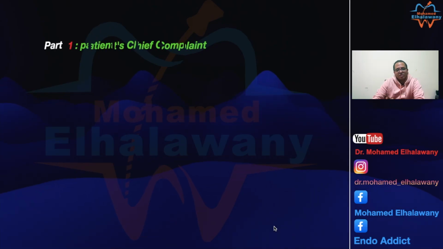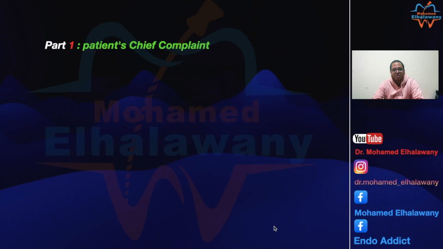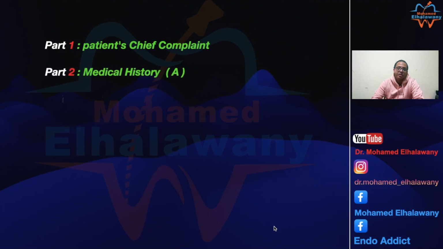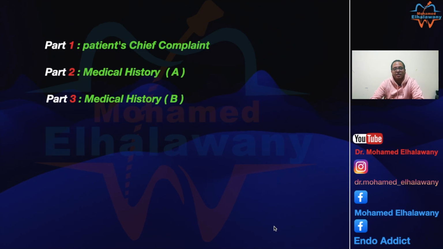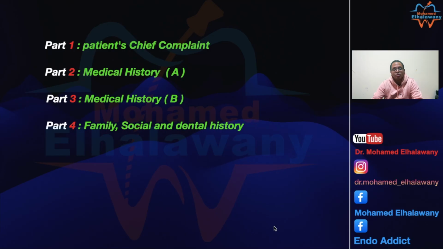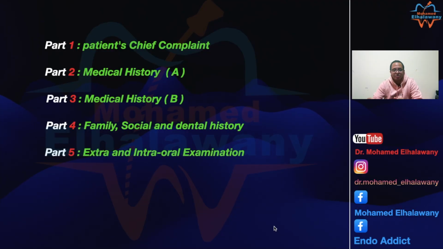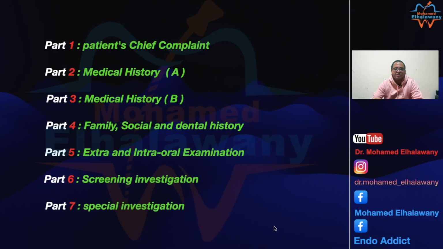In the first video of this series, we will explain how to obtain all necessary information about a patient complaint. Then, in parts 2 and 3, we will discuss the patient's medical history and its impact on oral health. In the fourth video, we will see how social life and the family history affect the patient's oral health and the treatment plan. This will be followed by a brief explanation of how to examine the dental patient. Finally, in the last 2 parts, we will review the necessary investigation methods and the tests to reach a decision.